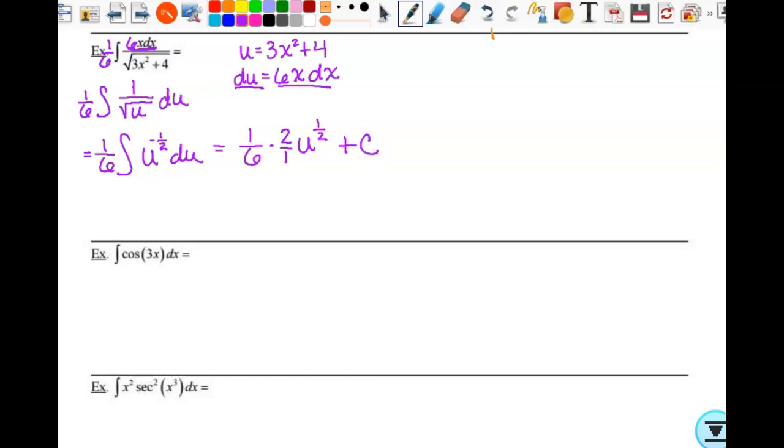It is fine to put u to the 1/2 over 1/2, but personally I would only put it over that number if it's a whole number. Otherwise, I'd flip it and do the reciprocal with the fraction. So 1/6 times 2 is 1/3. And then u to the 1/2 is a square root, so I'm going to put it back in a root. That's going to be 3x squared plus 4 plus c.